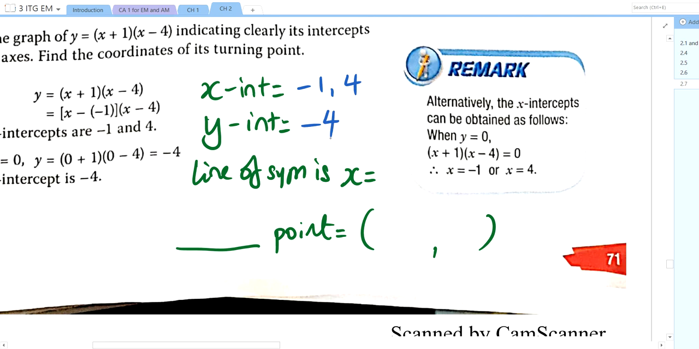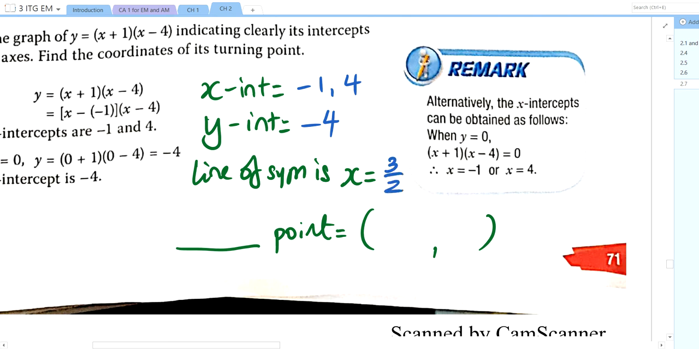Line of symmetry. What did we discover earlier on? x1 plus x2 divided by 2. Okay, what is x1, what is x2? And 4. Okay, add them up, what do we get? 3. Okay, so divided by 2 we get 1.5, which is simply 3 over 2. That is my line of symmetry.